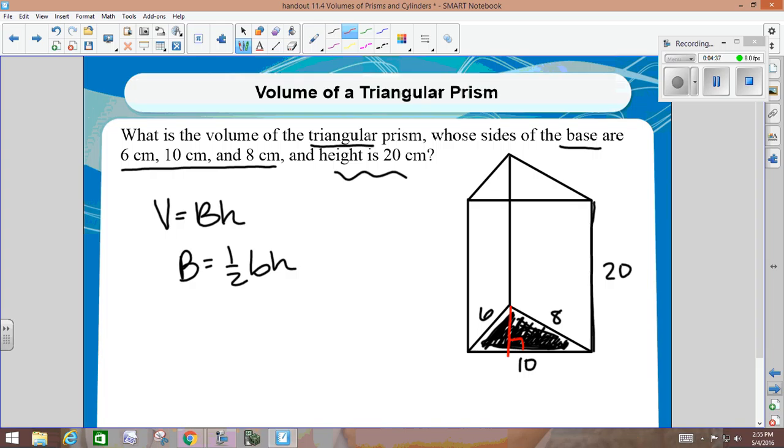Like 10 squared plus x squared equals 6 squared. But isn't 10 this whole thing? Does it split at 5 and 5? No. It's not isosceles, so it's not going to split that in half.